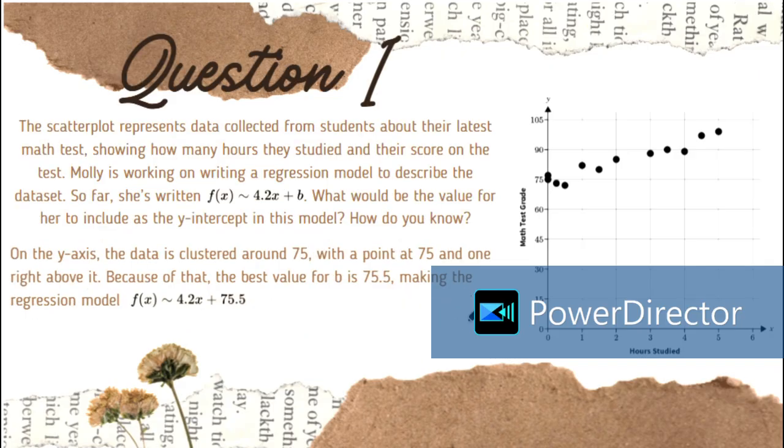On the y-axis, the data is clustered around 75. There are 2 points, but they're both close to 75, with a point at 75 and one right above it. Because of that, the best value for b is 75.5, making the regression model f(x) = 4.2x + 75.5. If you said 75, it's fine.